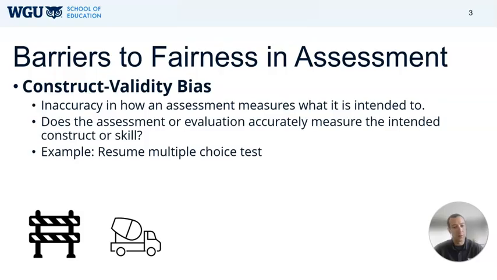We want to think how we're building, how we're putting together a particular assessment. If we have inaccuracies that develop in the way an assessment is measuring knowledge, skills, and abilities, and it's not lining up with what we're intending it to do, that's construct validity bias. We want to make sure whatever assessment we're using is an accurate indicator of the intended skill, knowledge, and ability.